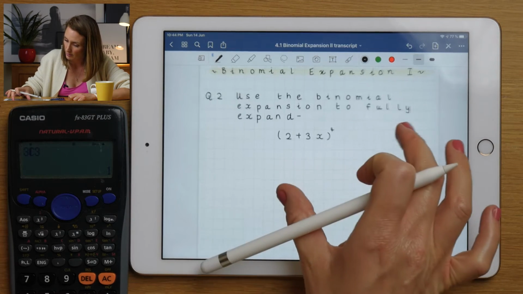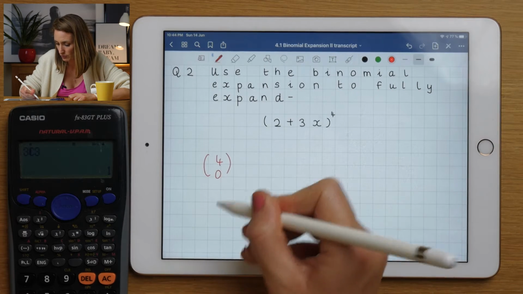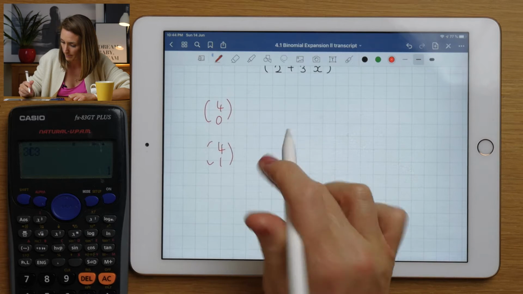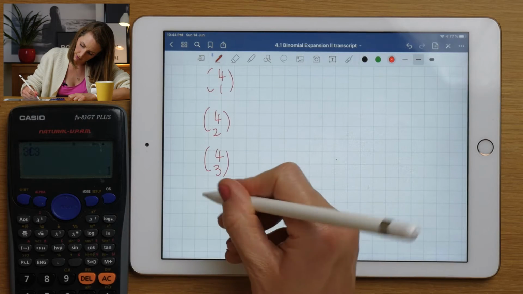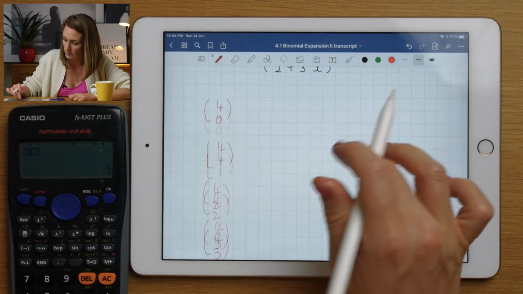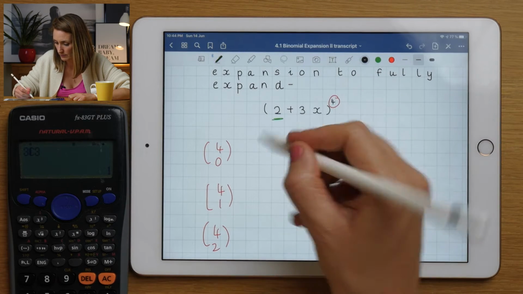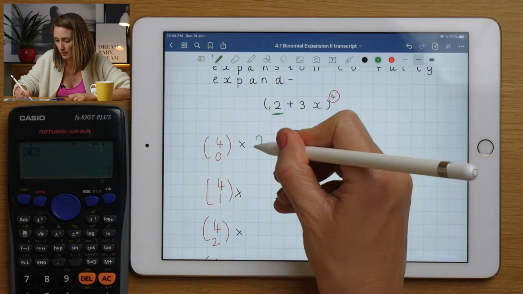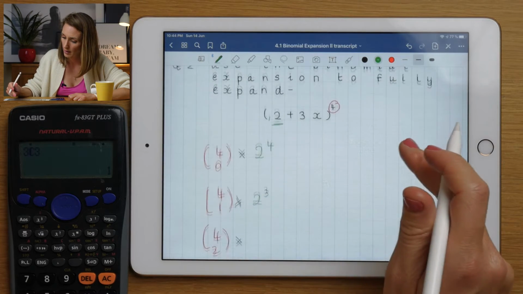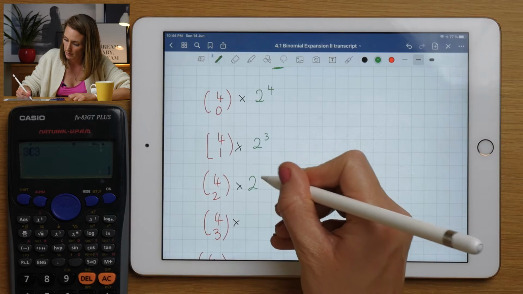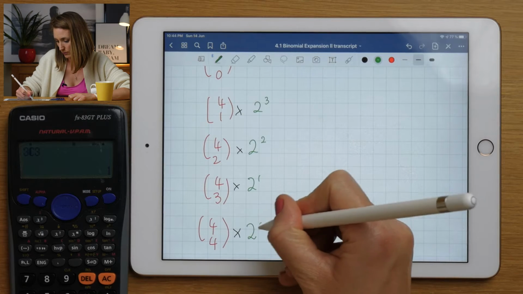Let's have a look at another example like this. Okay, now we've got power 4. We'd start with 4, so we'd have 4 choose 0, 4 choose 1, 4 choose 2, 4 choose 3, and 4 choose 4. So that's all coming from this 4 here. Then we'd have the number next. I usually have my number starting on the 4 and going backwards. So I go backwards on my number, I'd go 4 to 3 to 2 to 1 to 0.